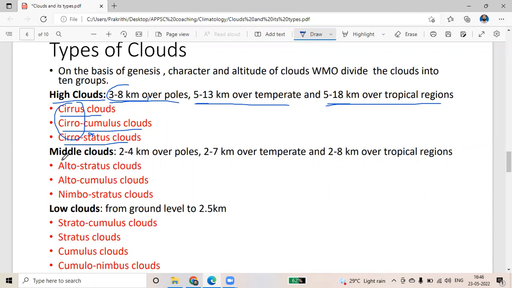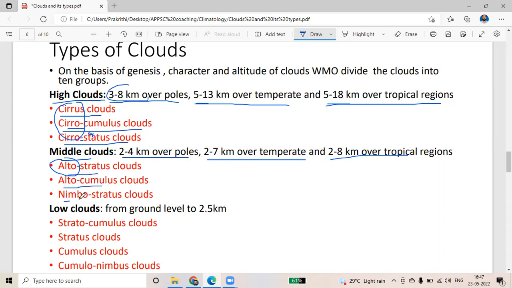Then come the middle clouds. The middle cloud extends between 2 to 4 kilometers over poles, 2 to 7 kilometers over temperate regions, and 2 to 8 kilometers over tropical regions. So it extends between 2 to 8 kilometers. The clouds that come in between, we can say are middle clouds. Here if you see two terms, one is altostratus, altocumulus. Instead of cirrocumulus and cirrostratus, here it is altostratus and altocumulus.